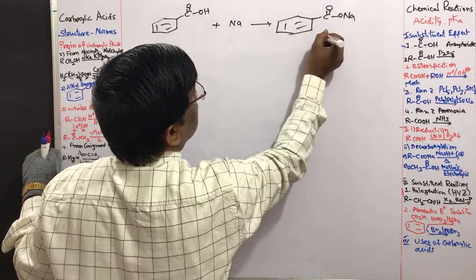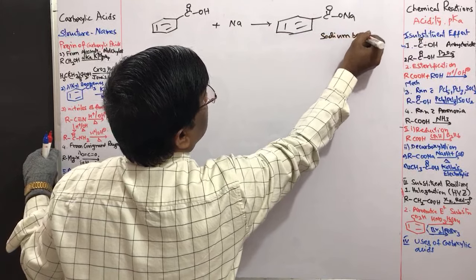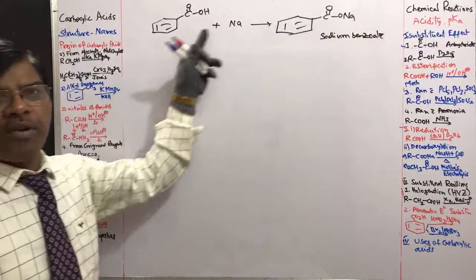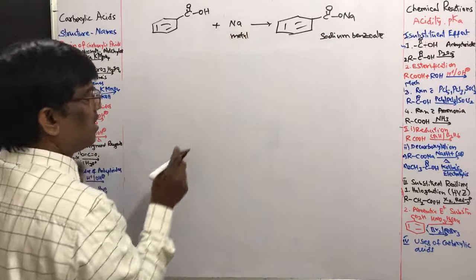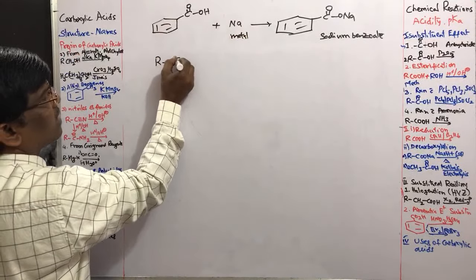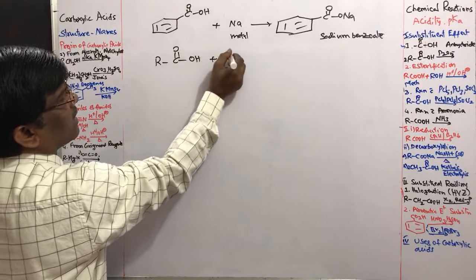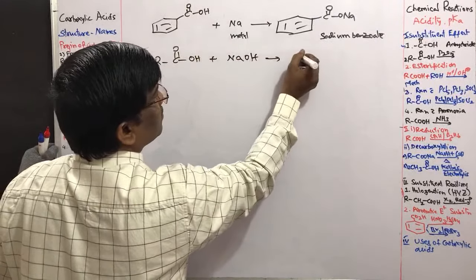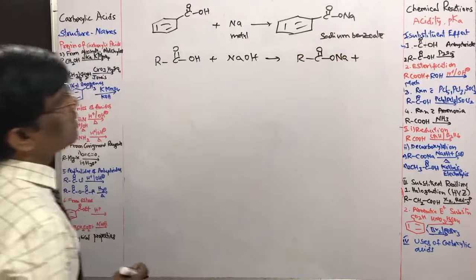So this is a salt, the sodium salt of benzoic acid, sodium benzoate. This salt can be formed using sodium metal, and it can form, let me take it as any acid, not only this carboxylic acid, any acid, a salt with NaOH to form this ONa plus water.